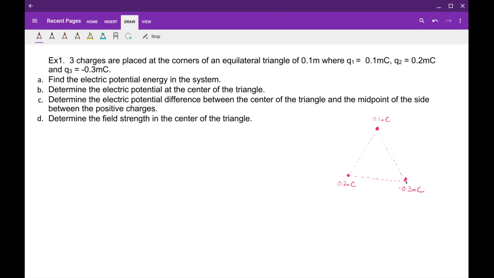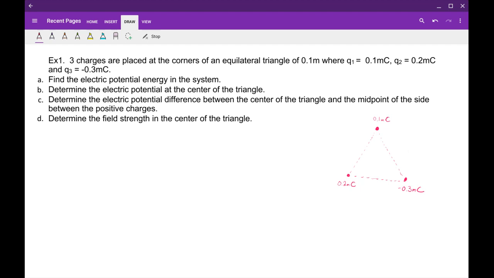For example, this guy would move towards both of these positive ones. He would probably move kind of like this towards this one, but he would also want to move towards this one. This guy would move towards this one. This guy would move towards this one, but be repelled. And so it would be a weird scenario where they would do all sorts of weird stuff. But in the end, they would move.